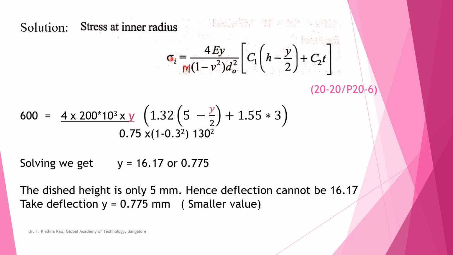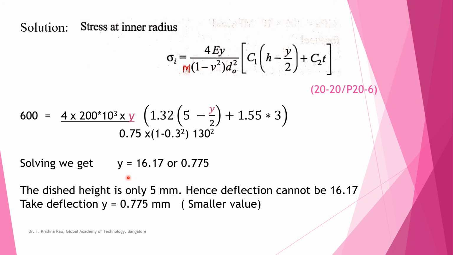Then, knowing the value of sigma I, we take this equation for sigma I, 20-20, allowable stress sigma I. There is one unknown in this equation, called deflection y. I have put y in pink color here. We substitute all other values in this and find the value of y. We get a quadratic equation. When you open the equation, you get a second degree equation, simplify it and find two values of y. You get y as 16.17 or 0.775.